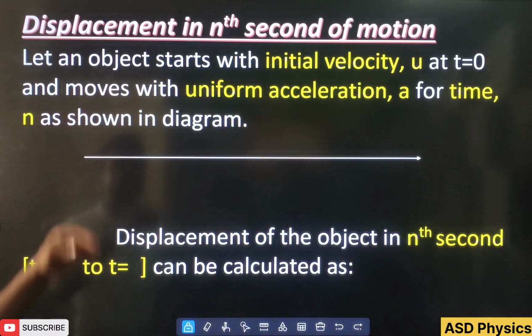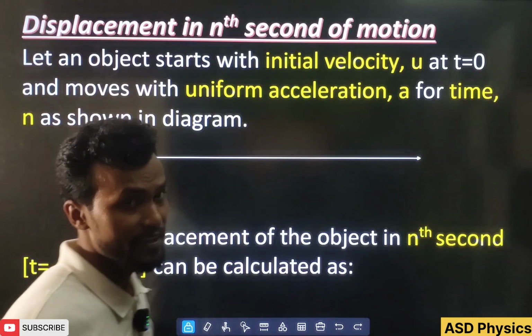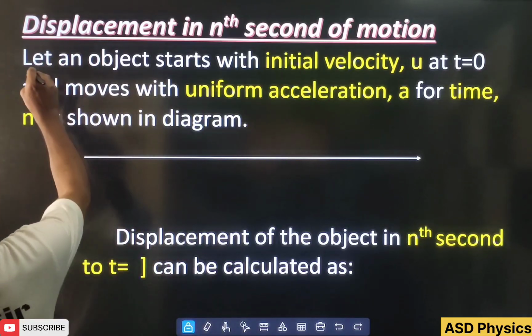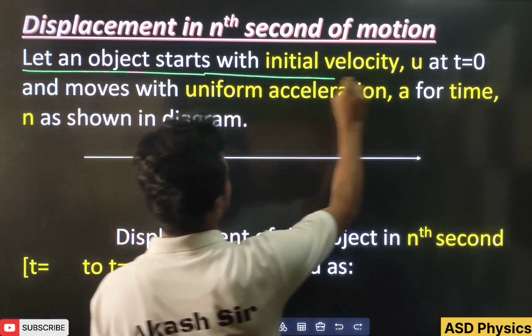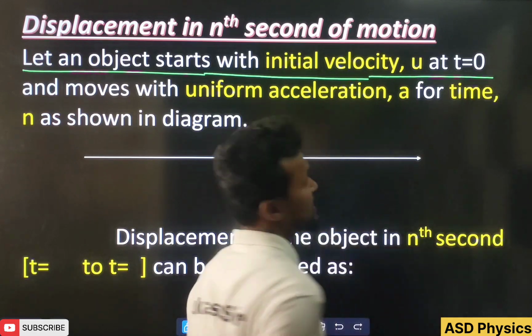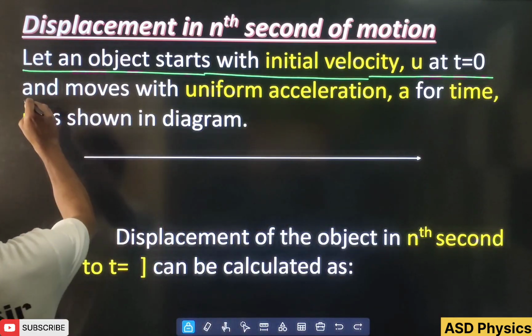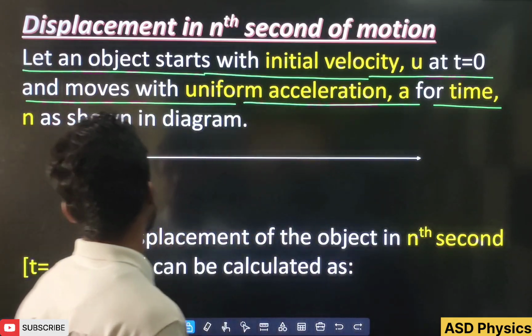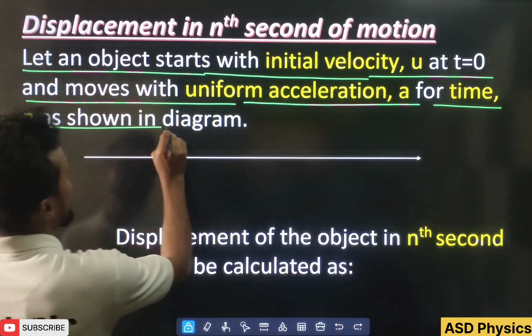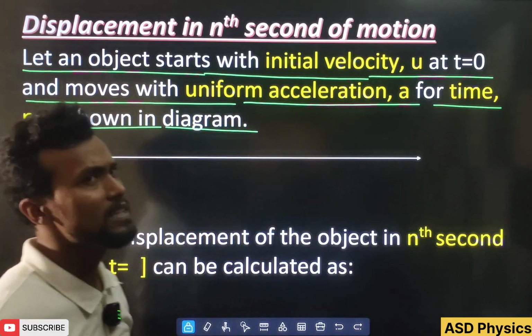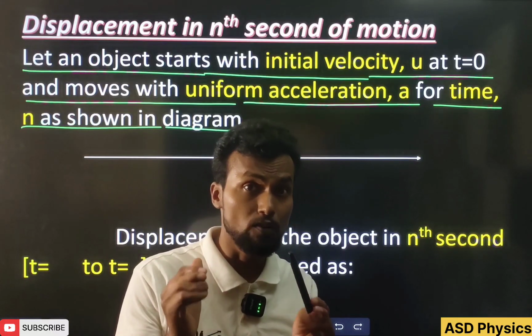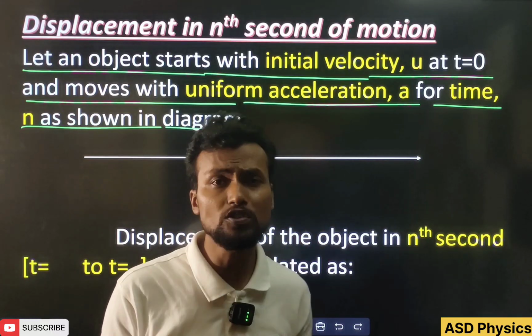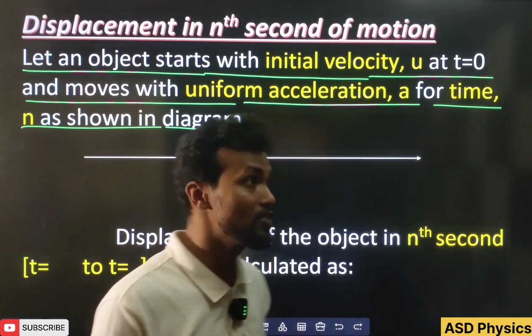So here you can see the topic is displacement in nth second of motion. Let an object start with initial velocity u at t equal to 0 and move with a uniform acceleration a for time n, as shown in the diagram. Why am I telling you uniform acceleration? Because the equations of motion that we are going to use are applicable only for uniform acceleration.